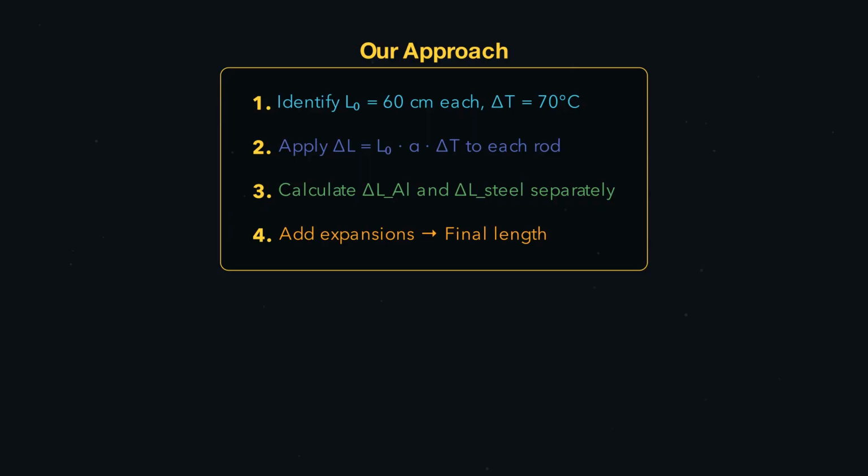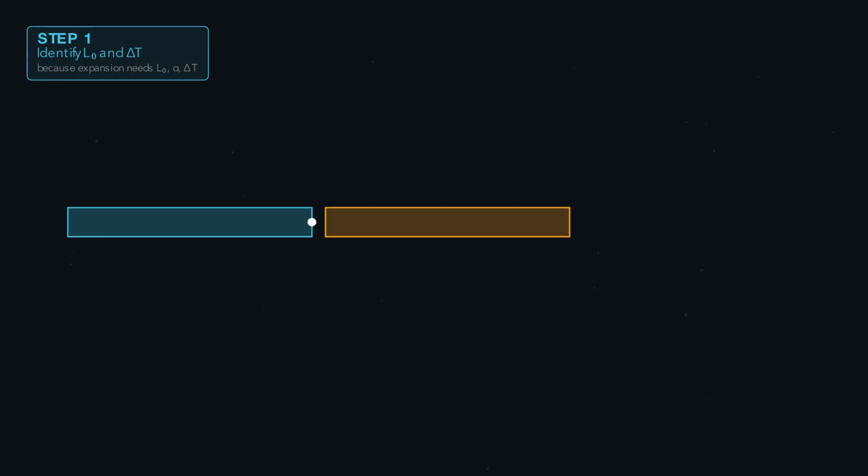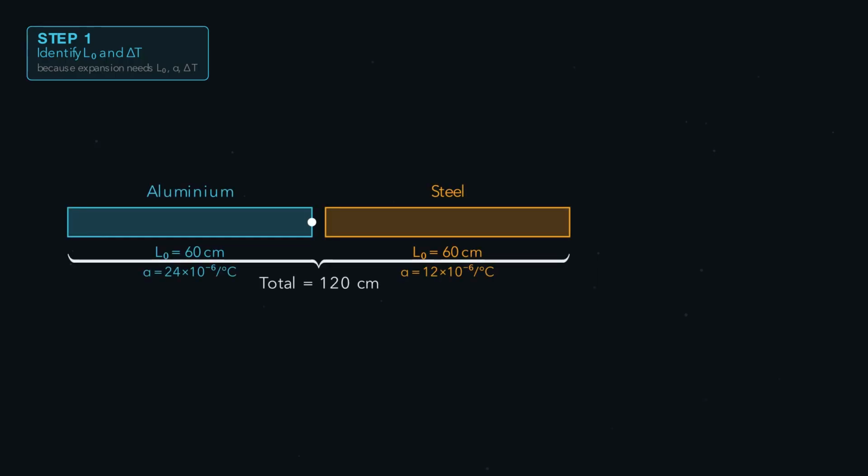Then we'll apply the linear expansion formula to each rod separately. We add both expansions to get the new total length. Since both rods have the same length, each is 60 centimeters. The temperature rises from 30 to 100 degrees Celsius. That's a change of 70 degrees. Notice how aluminium's expansion coefficient is exactly twice that of steel.